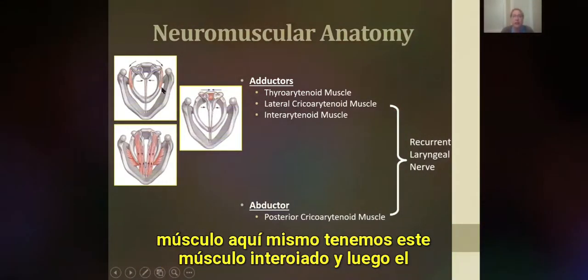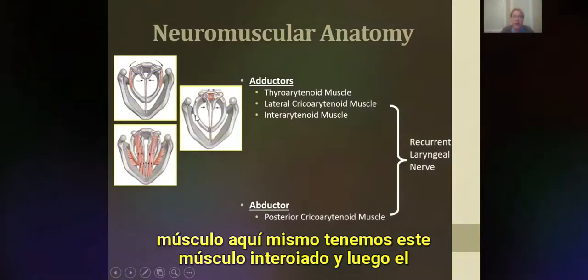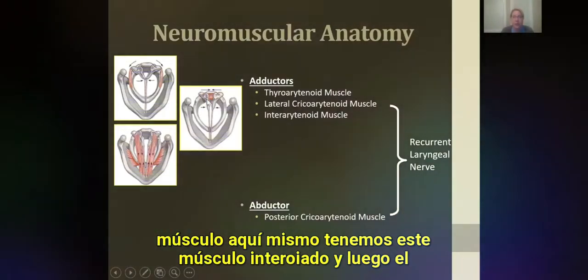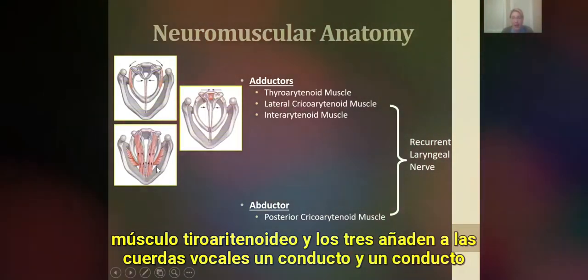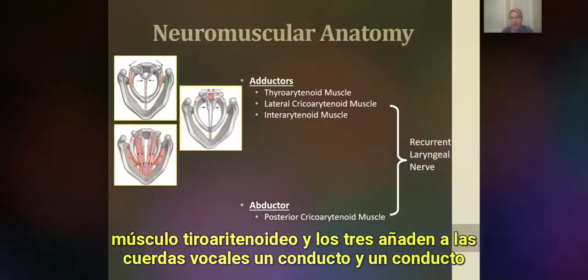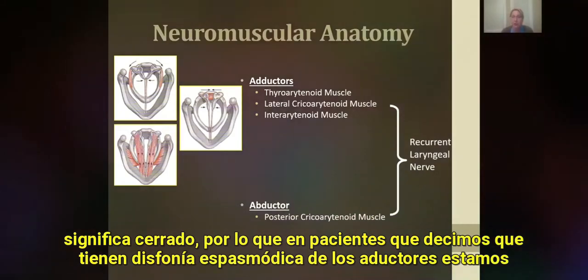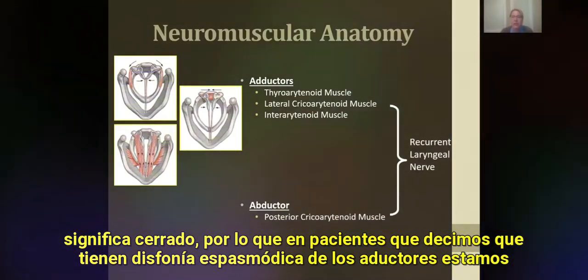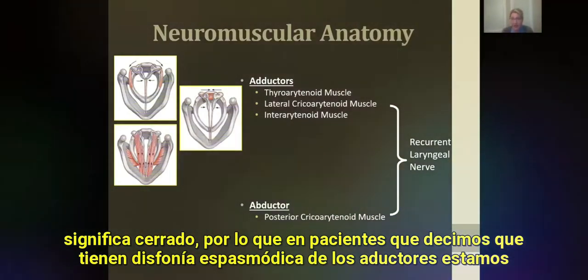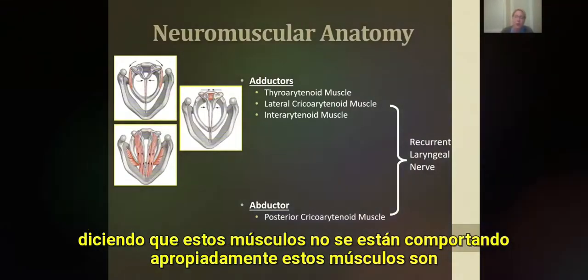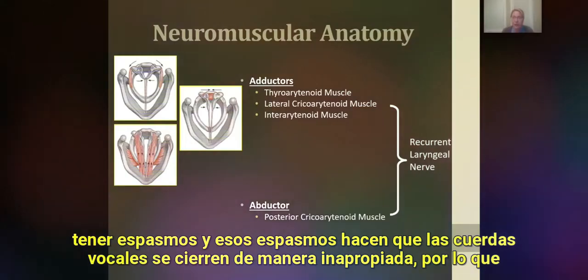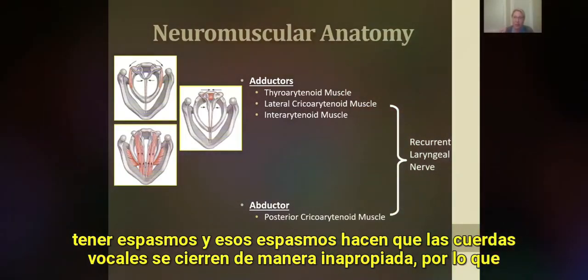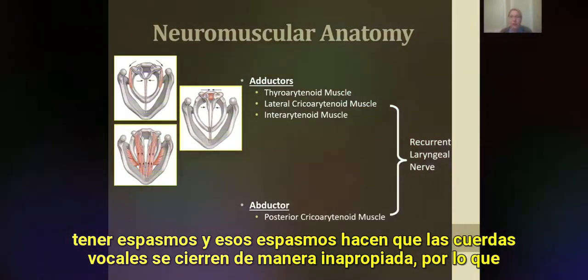So we have the lateral cricoarytenoid muscle right here. We have this interarytenoid muscle, and then the thyroarytenoid muscle. And all three of those adduct the vocal cords. Adduct means close. So in patients that we say have adductor spasmodic dysphonia, we're saying that these muscles are not behaving appropriately. These muscles are having spasms, and those spasms cause the vocal cords to close inappropriately.